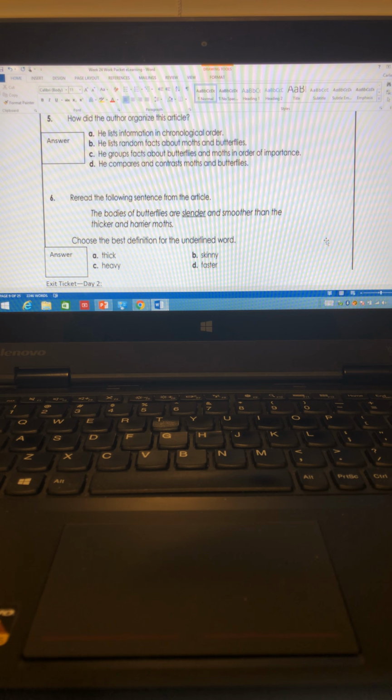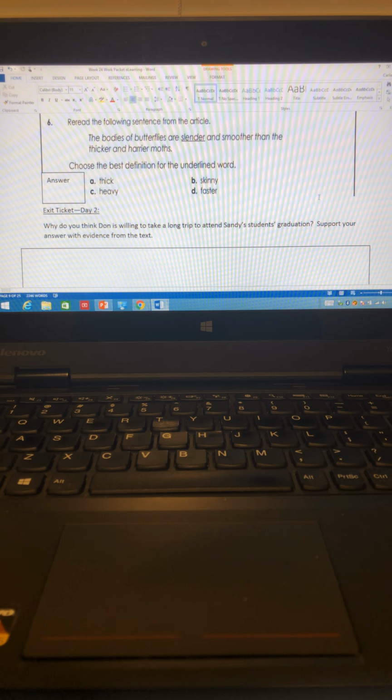So think about the moth and the butterfly. Is it A, he lists information in chronological order. B, he lists random facts about moths and butterflies. C, he groups facts about butterflies and moths in order of importance. D, he compares and contrasts moths and butterflies. Type your answer in the box that says answer. You can put it right there for it.